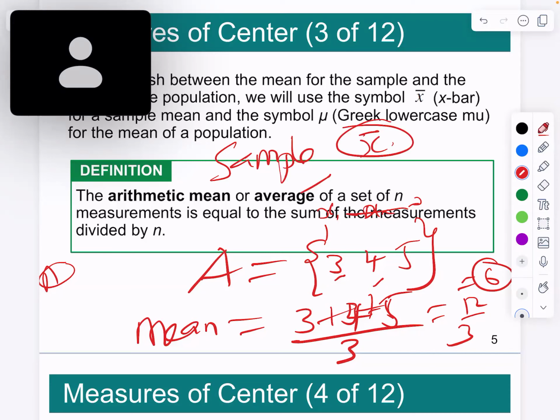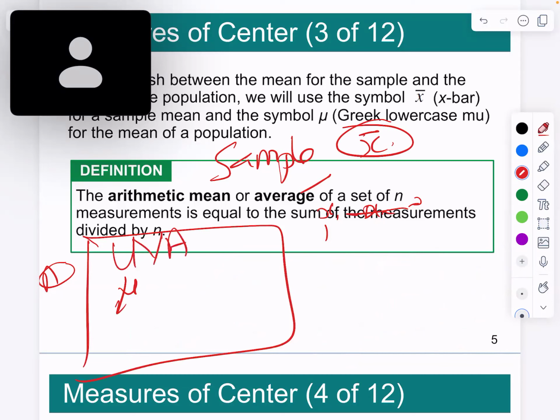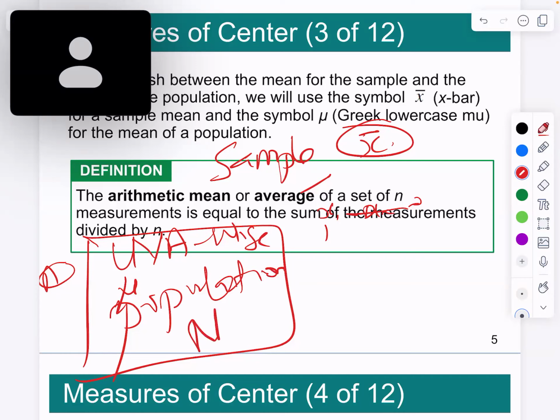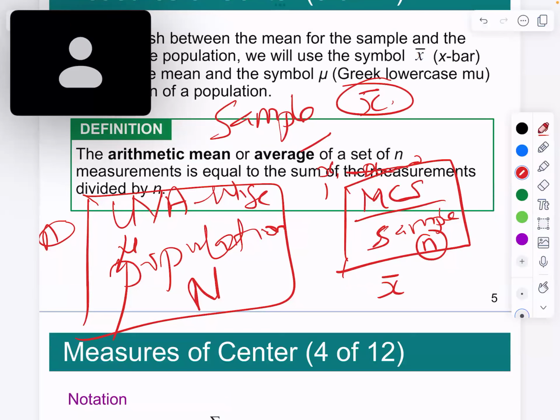If you are computing the mean from a population, you represent it as what? Mu. Now UVA-wise is the population, and the total number of students at UVA is represented by uppercase N. The subset of that is mathematics and computer science, our sample. The number of students in MCS is going to be small n, little n. Take note of that. If you are computing the sample mean, you use x bar to represent it. If you are computing the population mean, you use mu.